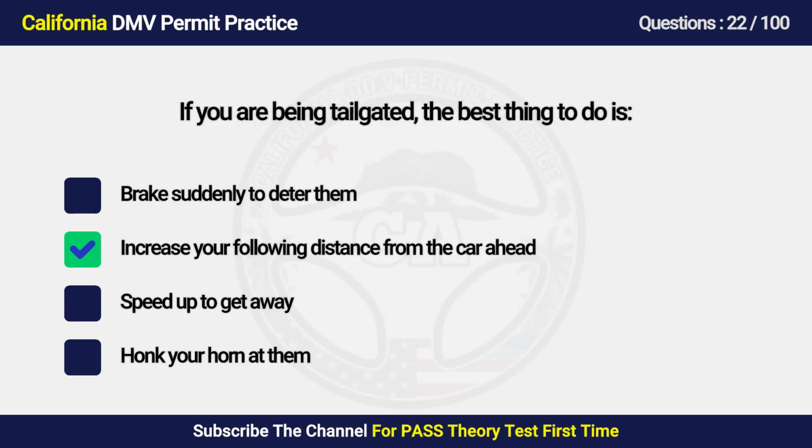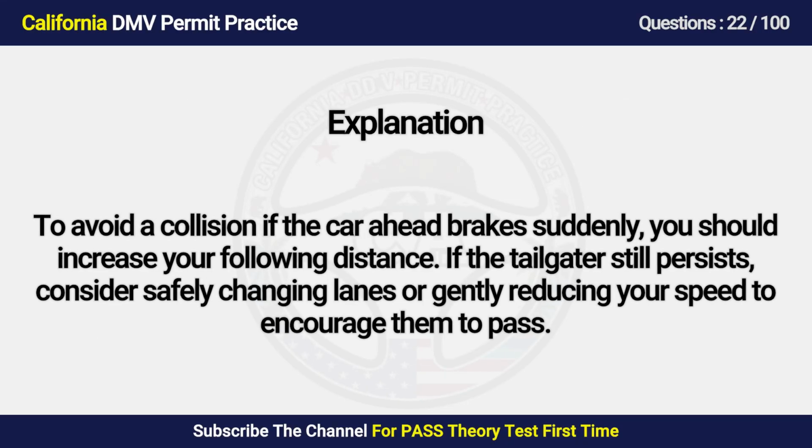Answer is B. Increase your following distance from the car ahead. To avoid a collision if the car ahead brakes suddenly, you should increase your following distance. If the tailgater still persists, consider safely changing lanes or gently reducing your speed to encourage them to pass.